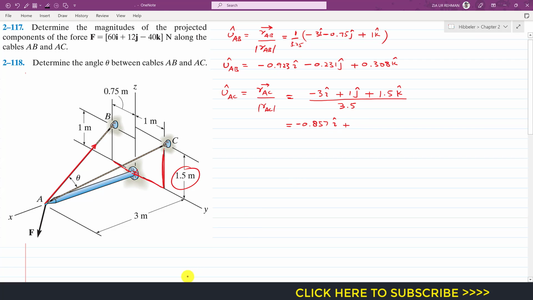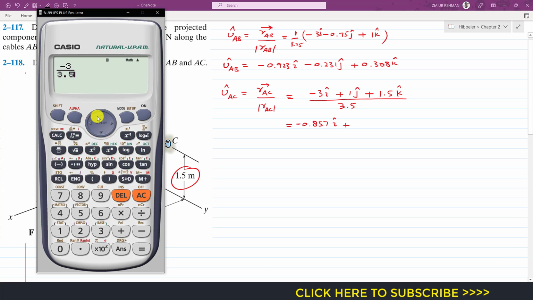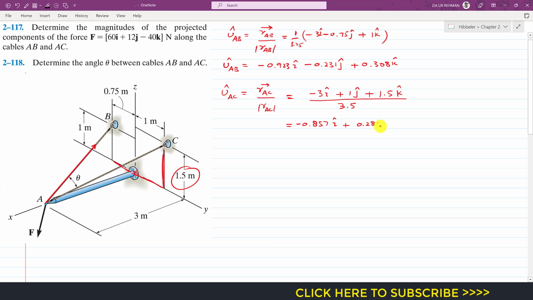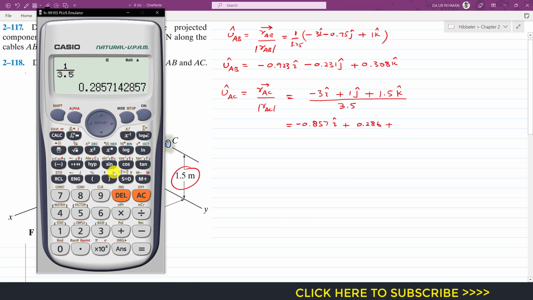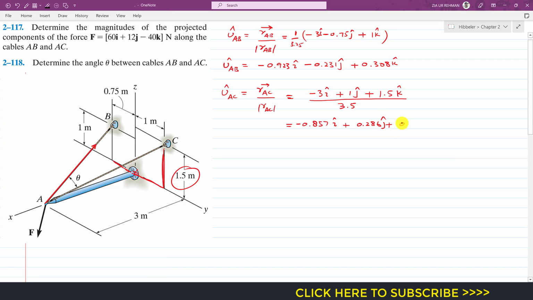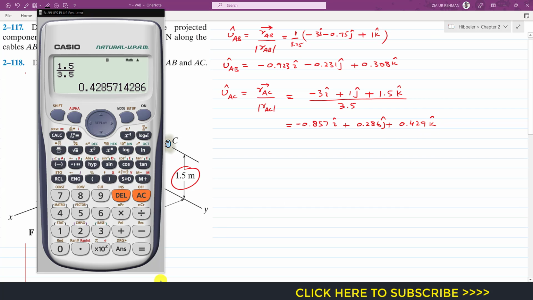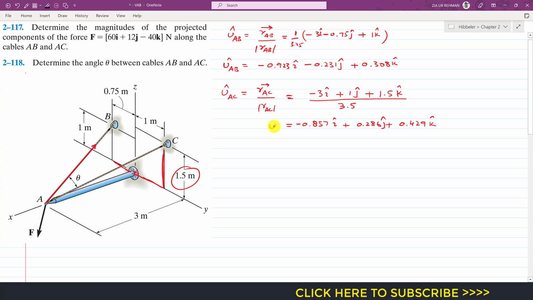Then plus 1 divided by 3.5 gives us 0.286 along j, and then 1.5 divided by 3.5 gives us 0.429 along k. So now these are the unit vectors along AB and along AC.